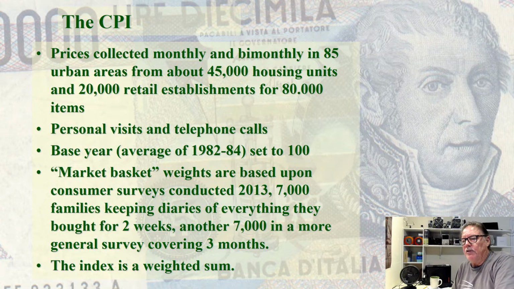The weights are based upon consumer surveys that were conducted in 2013. 7,000 families keep diaries of everything they buy for 2 weeks. Another 7,000 in a more general survey covering 3 months. And the index itself is a weighted sum, and we'll look at the mathematics of that right now.